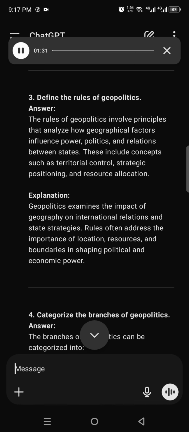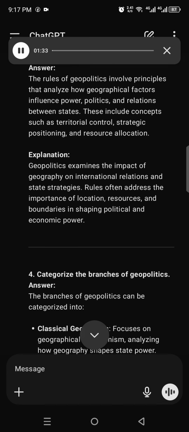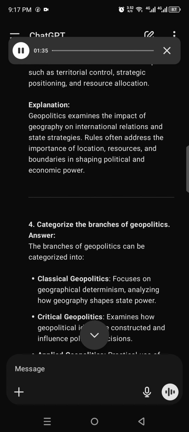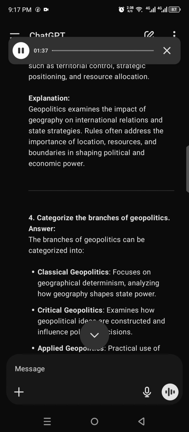Explanation. Geopolitics examines the impact of geography on international relations and state strategies. Rules often address the importance of location, resources, and boundaries in shaping political and economic power.